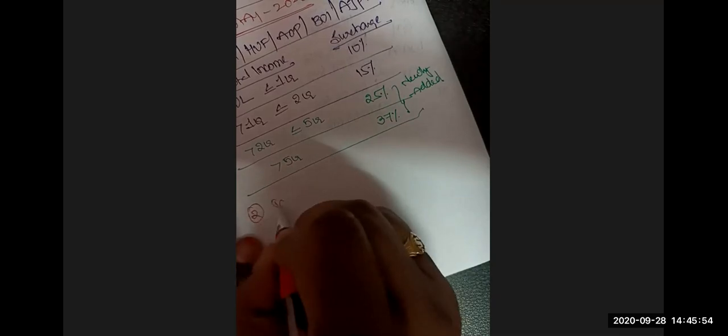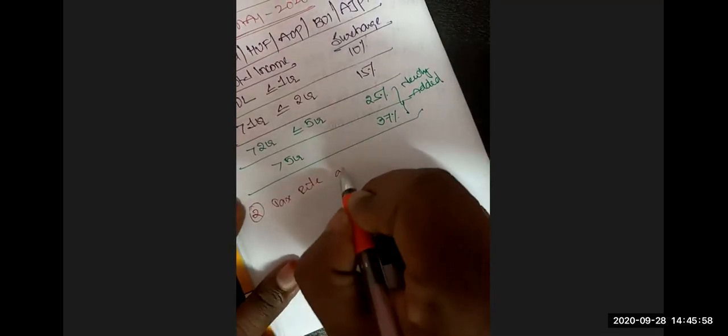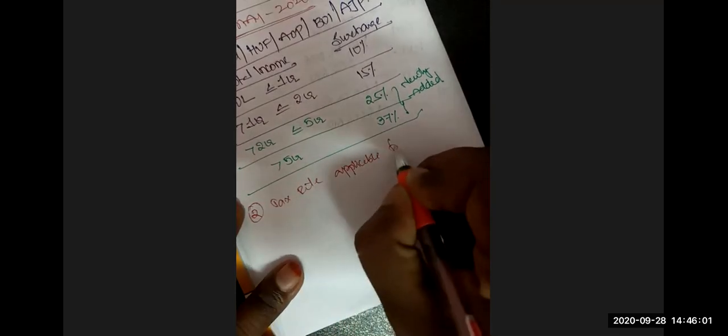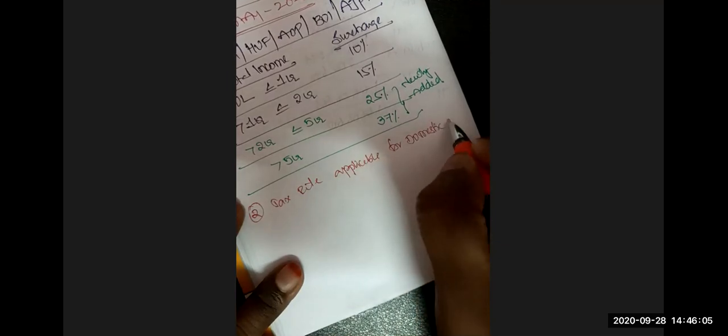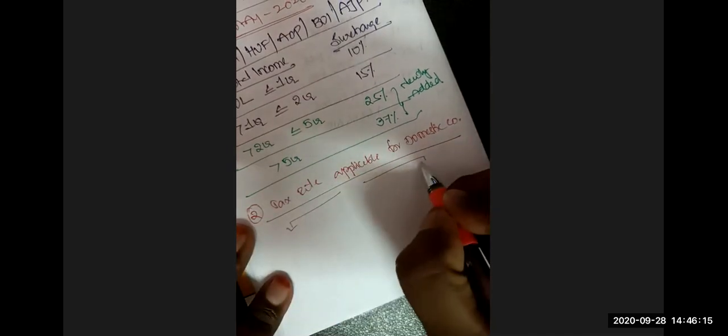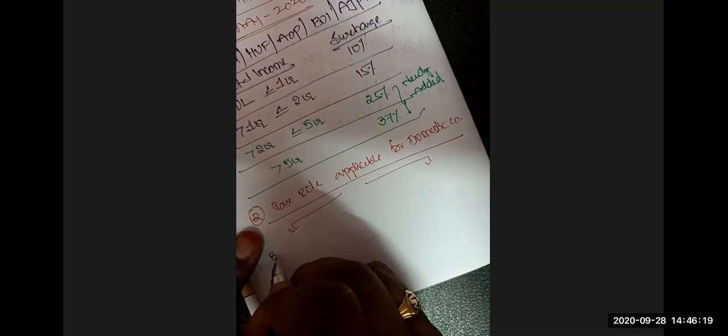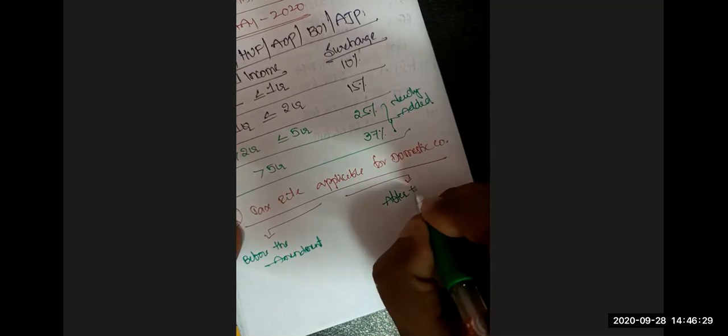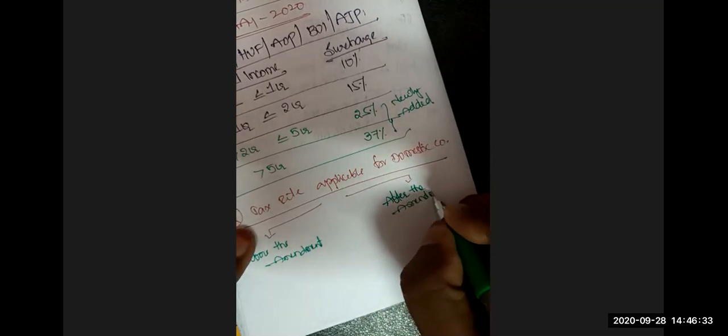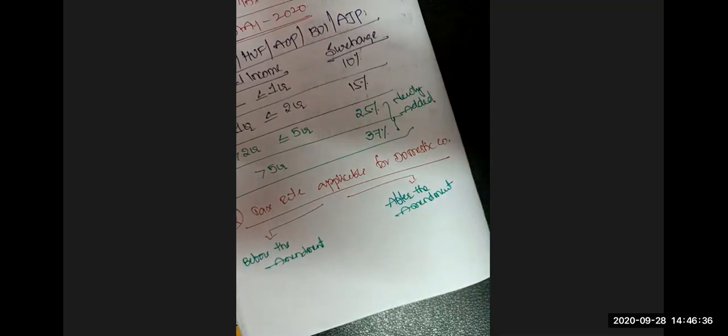Another important amendment from the first chapter itself: the tax rate applicable for a domestic company, before the amendment and after the amendment. You can see that.